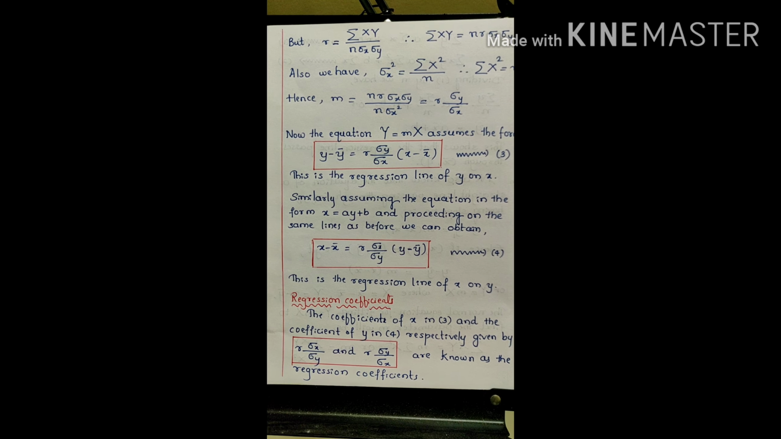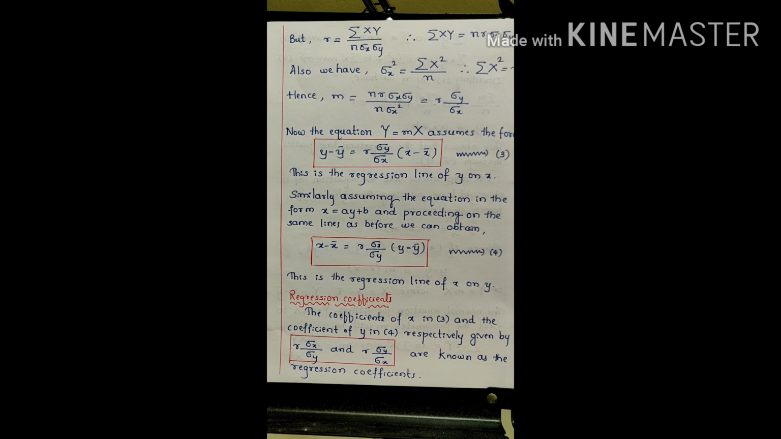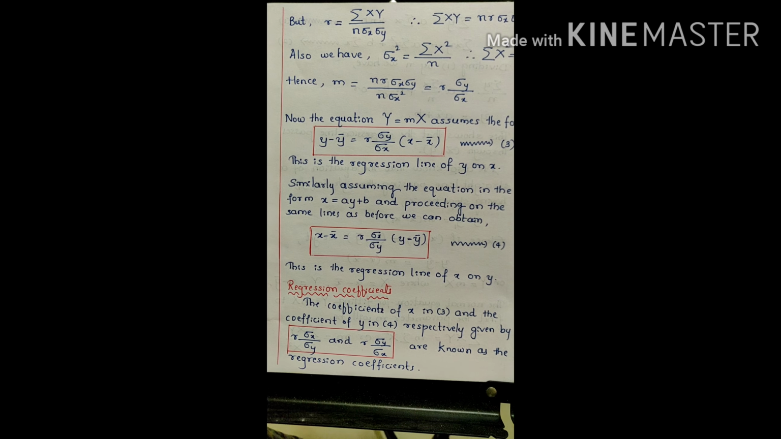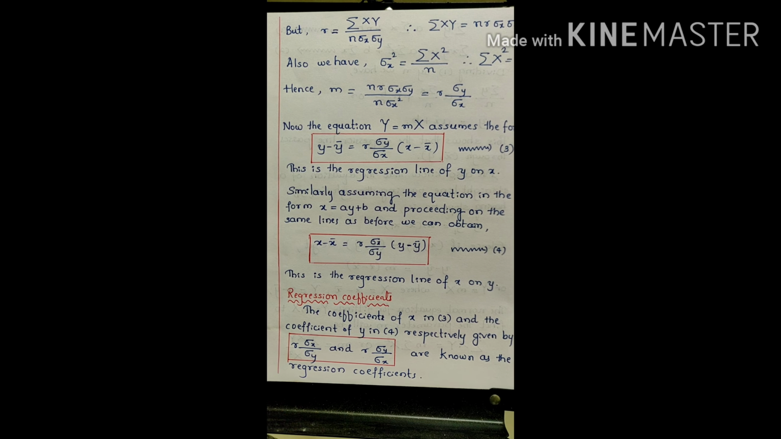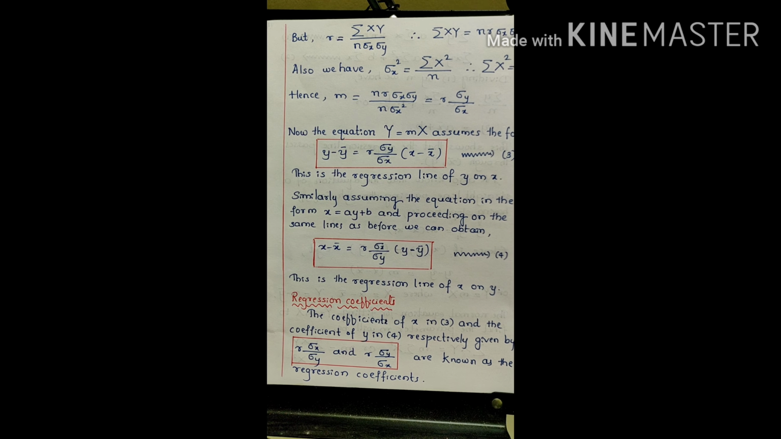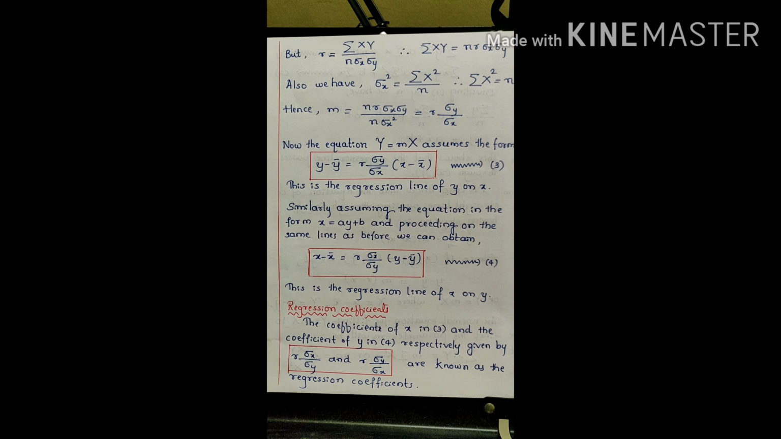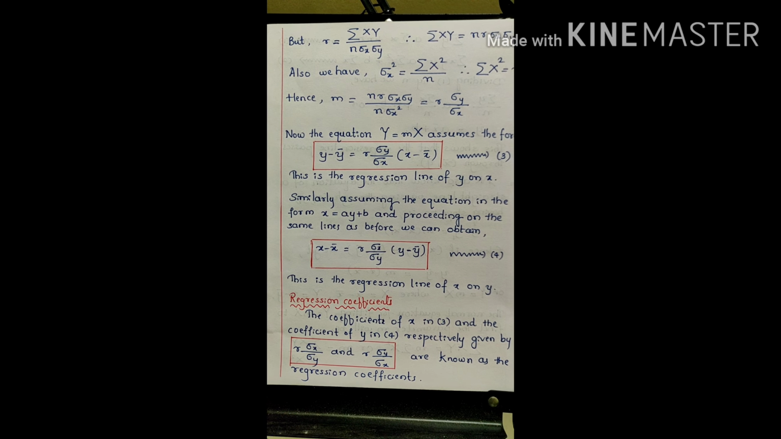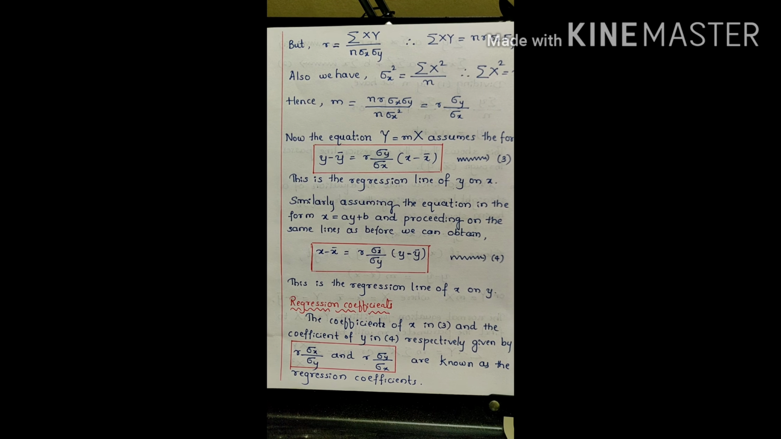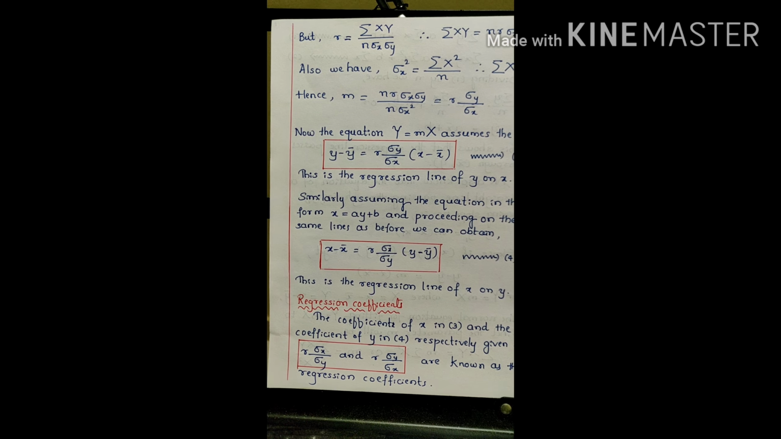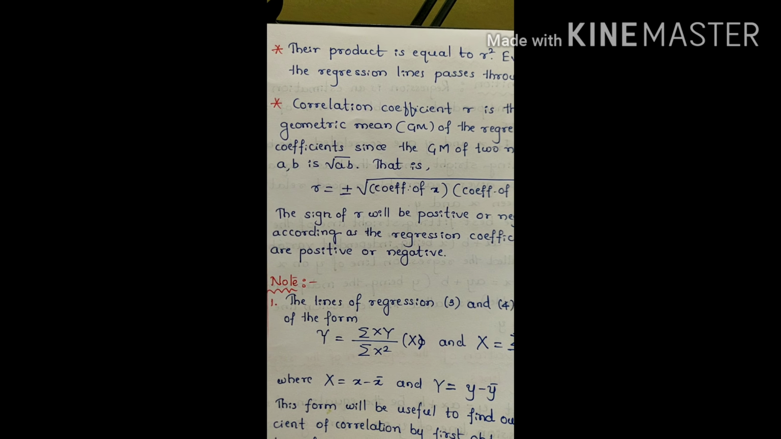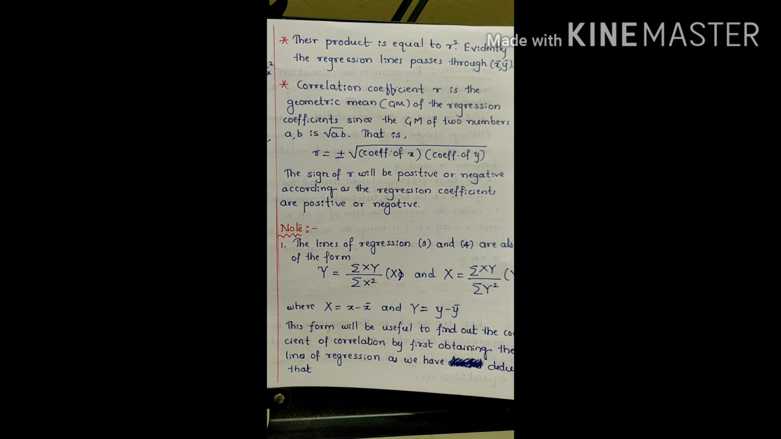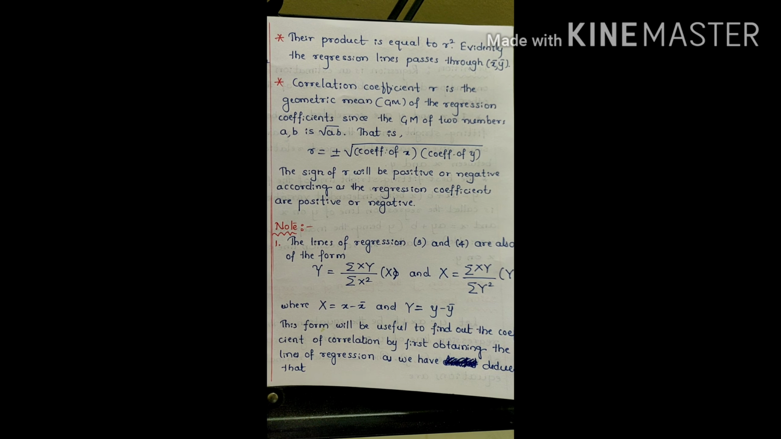Now, the coefficients of x and y in equations 3 and 4 are called regression coefficients, that is, r into sigma x by sigma y and r into sigma y by sigma x are called regression coefficients. Once you multiply these two, what happens? r into r is r square, and sigma x and sigma y will get cancelled. Means the product of regression coefficients is equal to r square, and it is clear that they are passing through x bar and y bar.